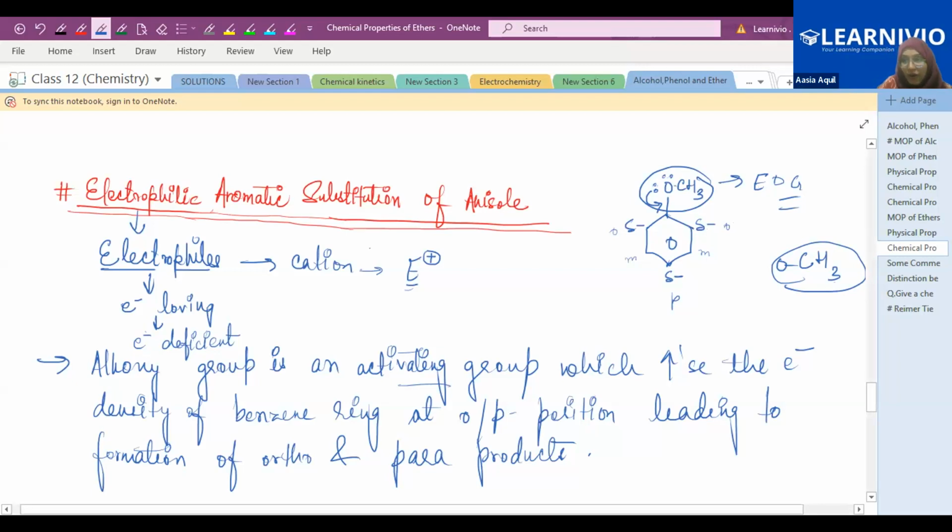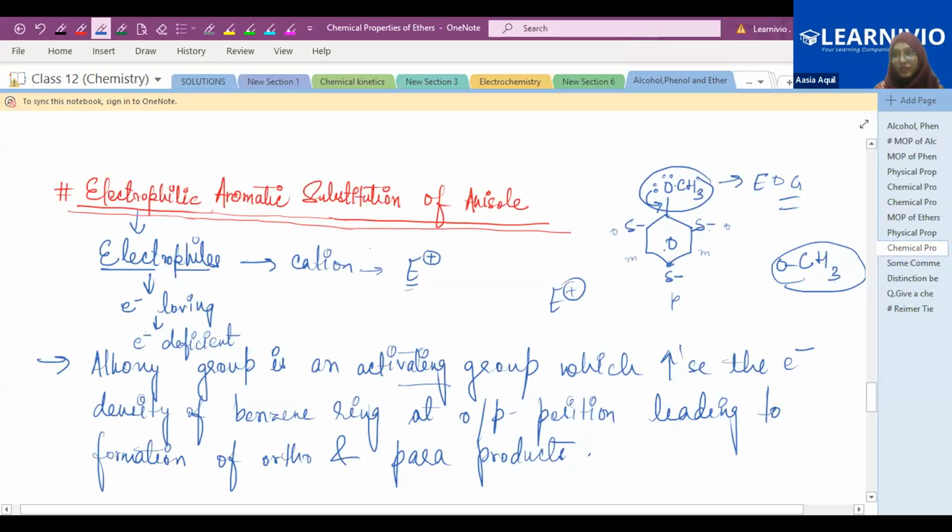So on the ortho as well as on the para position, the electron density increases. When an electrophile comes, because an electrophile is electron loving, where will it attack? Where the electron density is more, there the electrophile will attack, right? Because electrophiles are electron deficient. They love electrons. They attract the electron.